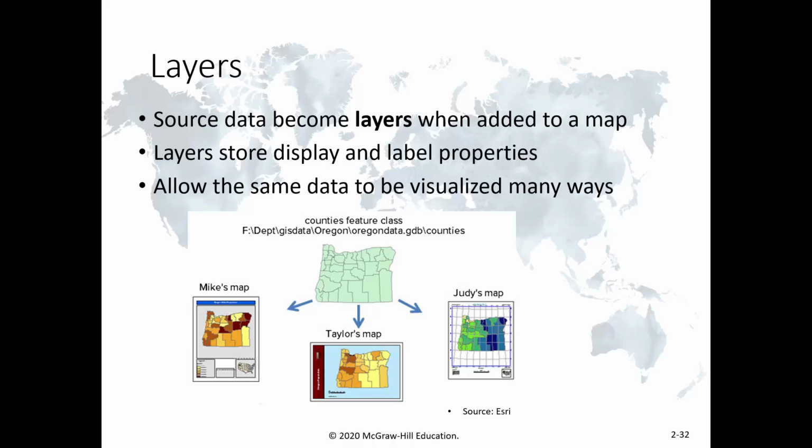When a layer's properties are changed, including labels or how you're displaying it with different colors, that will not change the source data. But a layer will store the display and label properties that you have attributed to it. Ultimately, this allows multiple users to use the same source data, and each person, represented here by Mike's map, Taylor's map, and Judy's map, can display it differently by changing the attributes within the layer rather than impacting the source data.